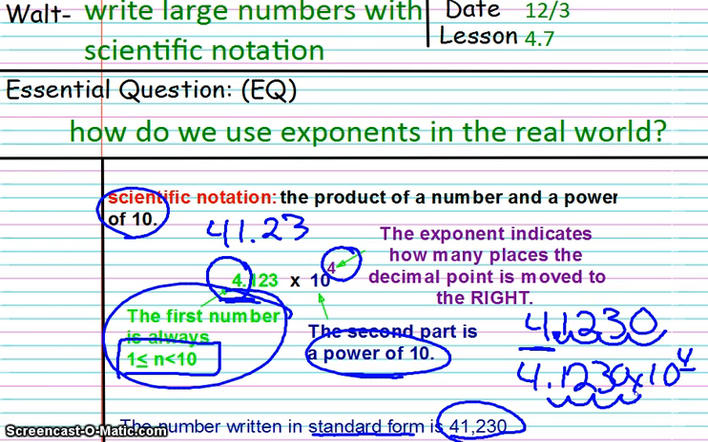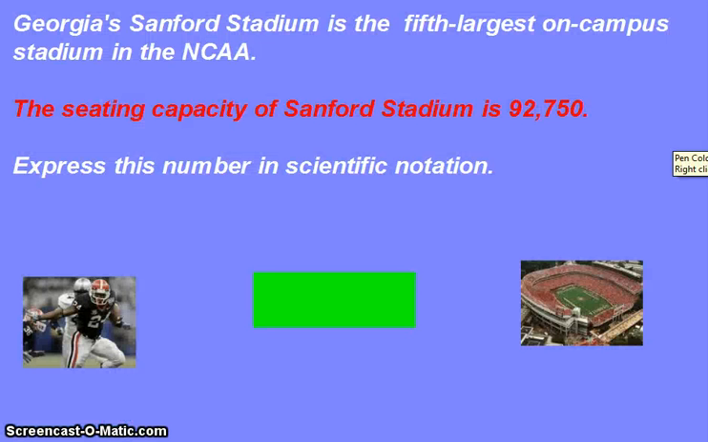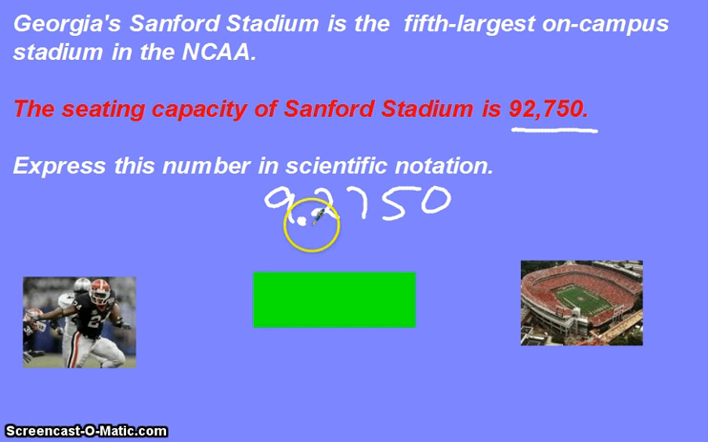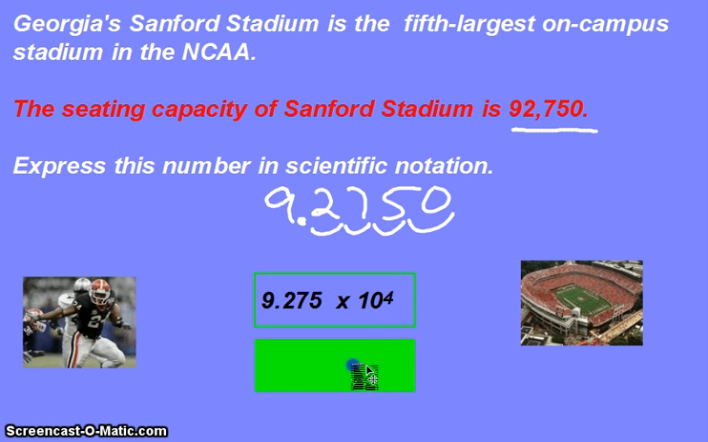Let's look at another example. This is one where we're looking at the Georgia Stadium where they play college football. This particular stadium holds 92,750 people. So if we just took that number, 92750, we know we have to have a decimal after the first number. That can't be a 0. So that decimal is going to go right there. To get there from here, we're going to have to move that decimal 1, 2, 3, 4 places. So it's also going to be times 10 to the 4th. Our final answer is 9.275 times 10 to the 4th.